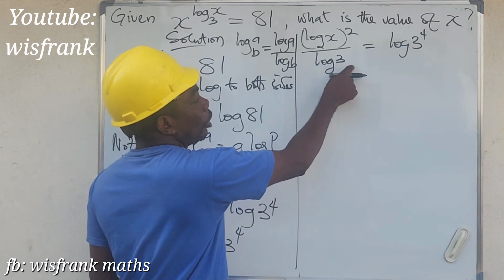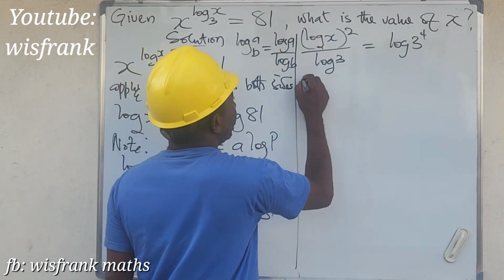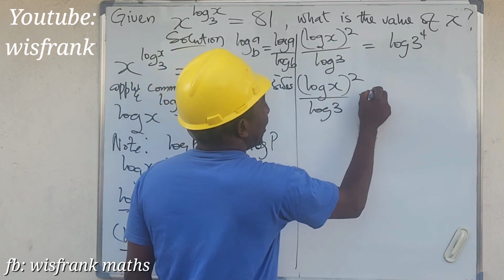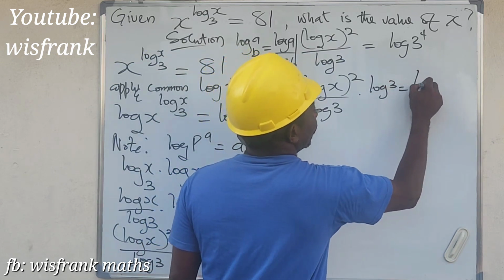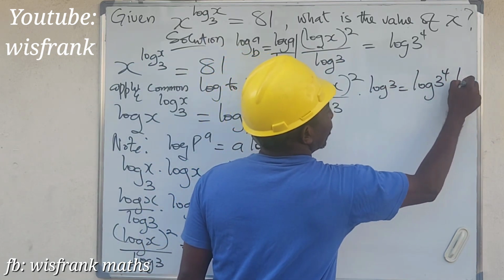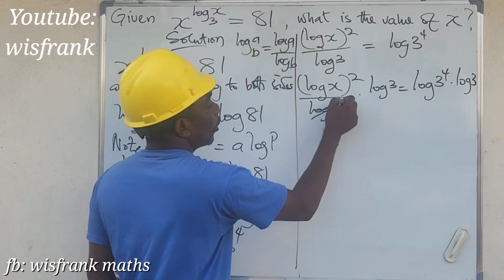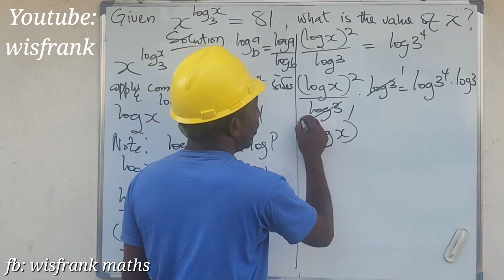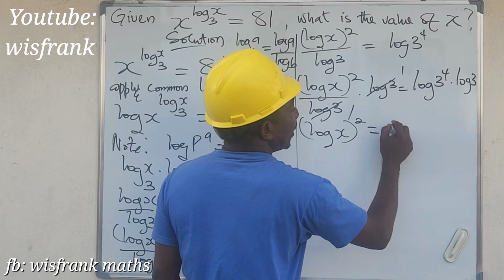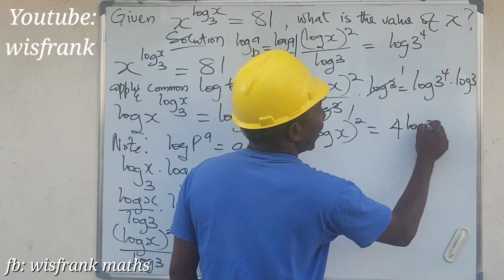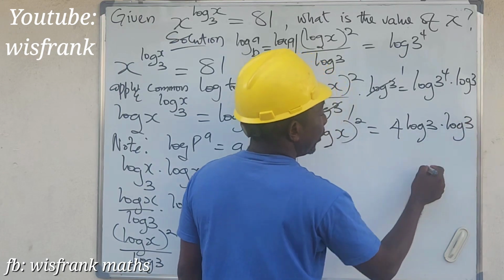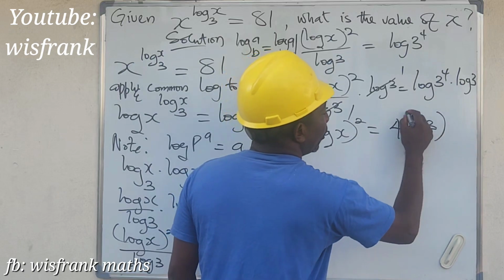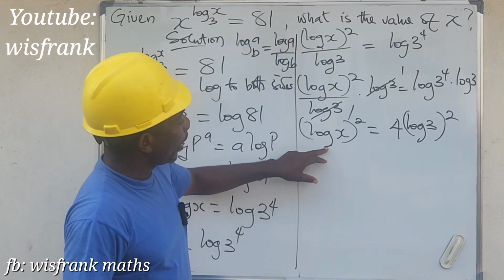Here we can multiply both sides by log 3. So this will become (log x) all to the power of 2 all over log 3 times log 3 equals log 3 to the power of 4 times log 3. In this case, log 3 will cancel here and log 3 will cancel here. So we are now left with (log x) all to the power of 2 equals 4 log 3 times log 3. Log 3 times log 3 is the same thing as (log 3) all to the power of 2. So now we have this.